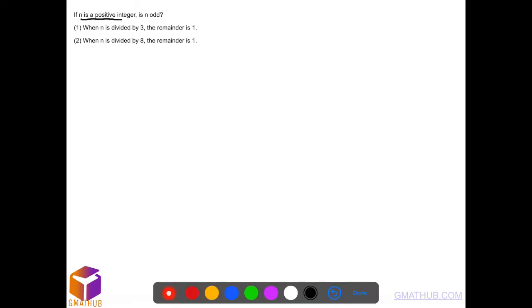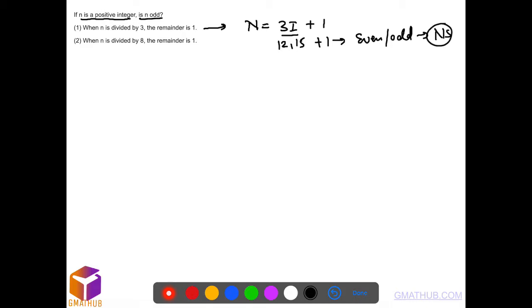So n is a positive integer. Is n odd? First, when n is divided by 3, remainder is 1. So now we can write this as n is equal to 3 into some integer plus 1. Now 3 into some integer can be even also, can be odd also. So plus 1 can be even or odd, both. This is not sufficient. Second, n divided by 8, remainder is 1.